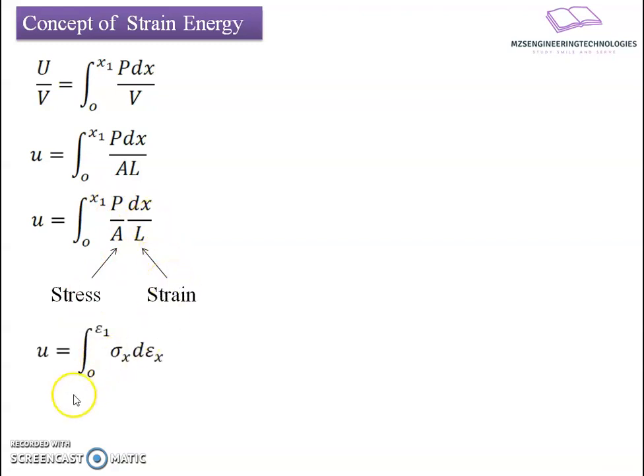So I can replace this equation, the strain energy density is given as integral 0 to epsilon 1, where epsilon 1 is the strain at the displacement x1, of sigma x into d epsilon x. This is nothing but incremental strain, and here subscript x defines the direction in which I am going to consider the action of the force. After solving this equation by applying Hooke's law and the basic relation for integration, we get the relation: strain energy density is equal to sigma square divided by 2E.